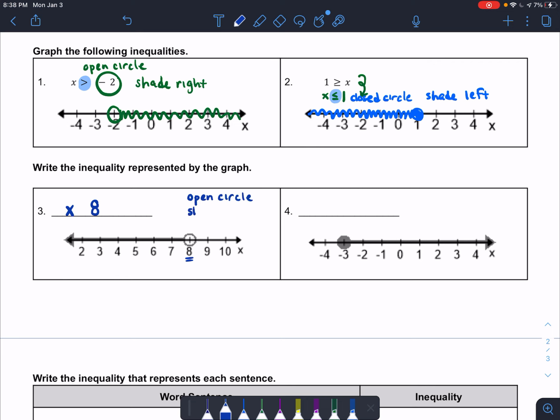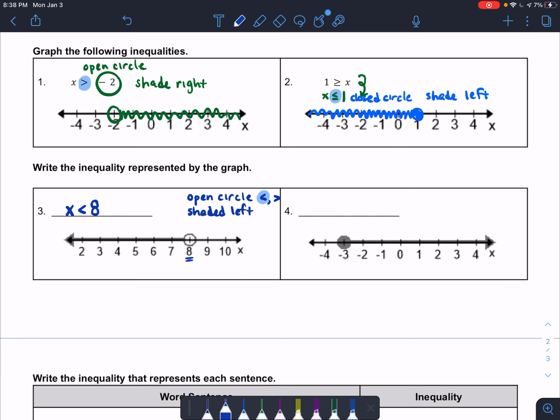And we notice that we're shaded to the left. All right, well, an open circle means there is no "or equal to." Okay, so I know I'm only going to be either less than or greater than. And then shaded left means that I am picking which one? Oh, I'm going to pick the less than. All right, and so I would add that in between my x and my 8, and now I know that the number line tells me that x is less than 8.